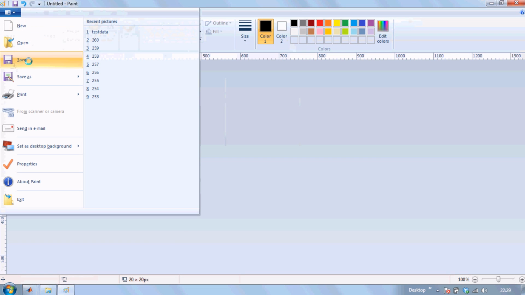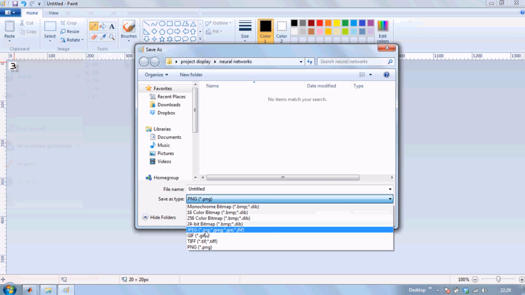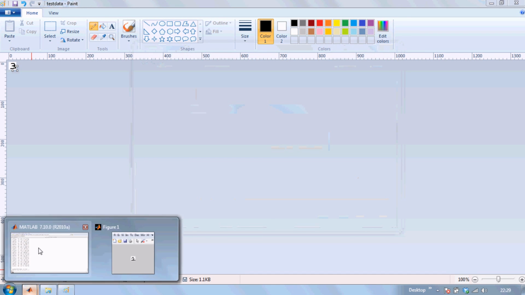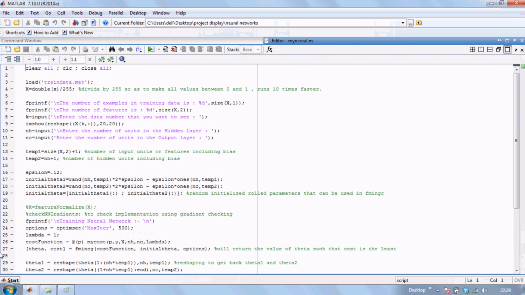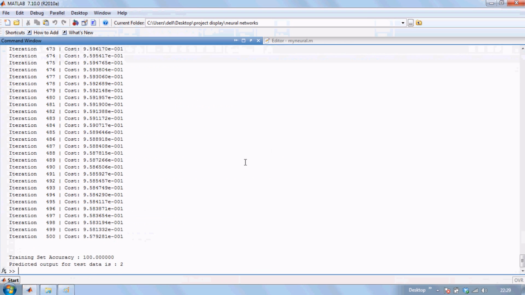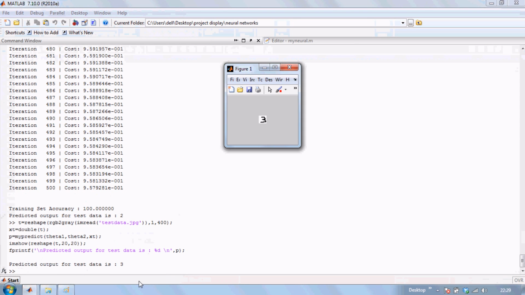If I write 3 and save it, and run that part of the code alone again, this is the input that I gave and this is the output. Similarly, I have given only 200 training examples. If you want to make the system more robust, you can probably go for 1000 or 2000 examples so that it has a better accuracy.